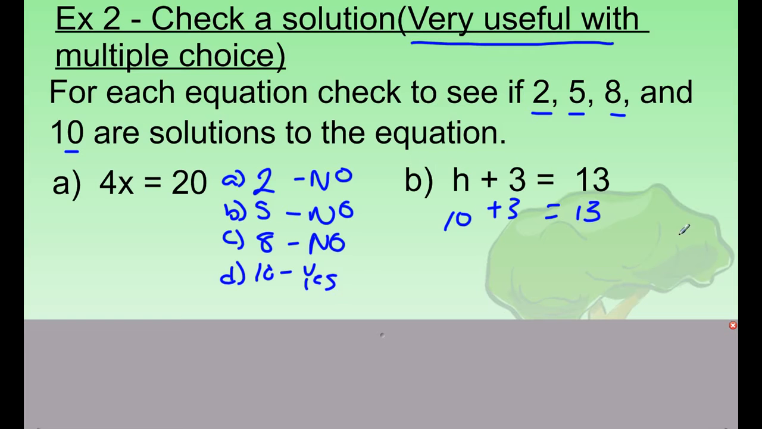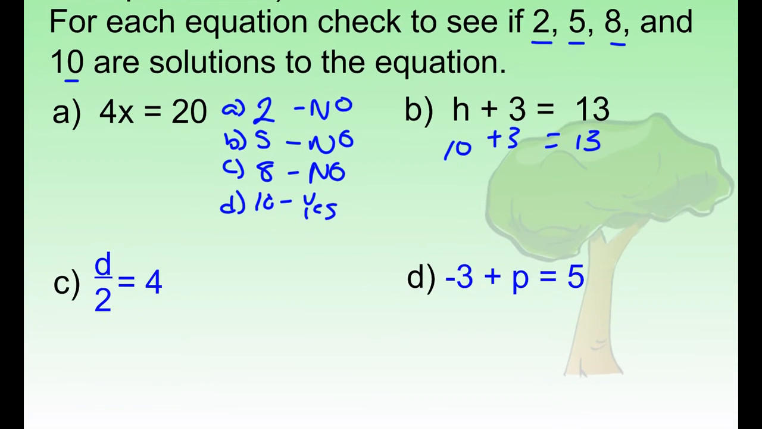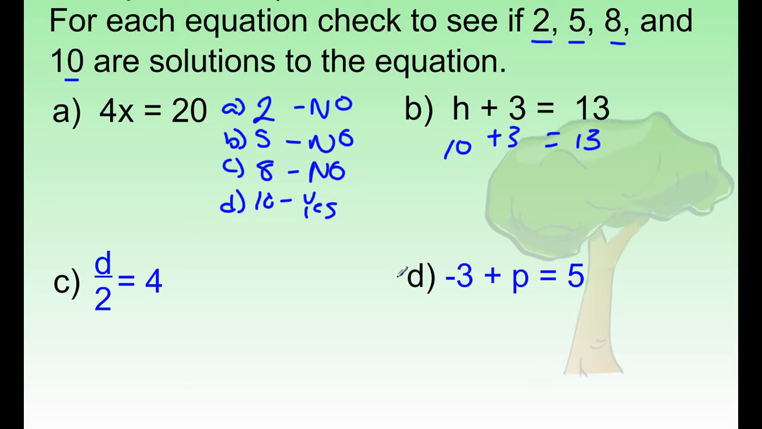We're just checking solutions. Now, I'd like you to do the same thing. You're going to check all 4 numbers, 2, 5, 8, and 10, for these next 2 problems. Check to see if these numbers are solutions to these equations. Go ahead, pause the video, do it on your own right now. When you're ready to continue, hit play, and we'll go through it together.